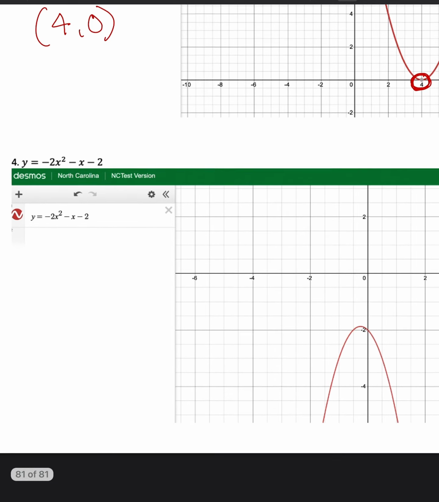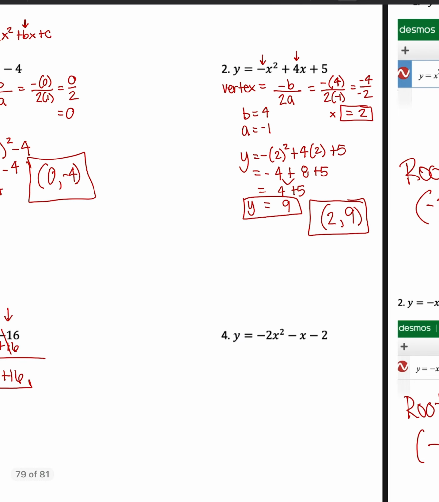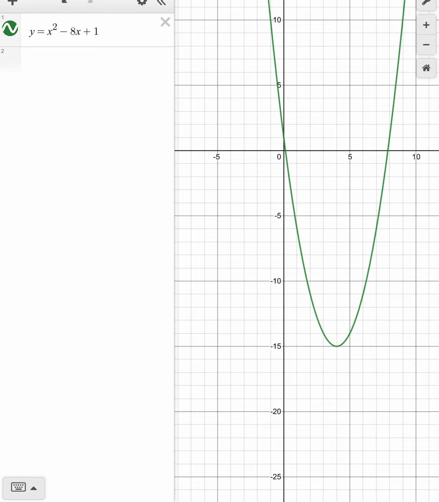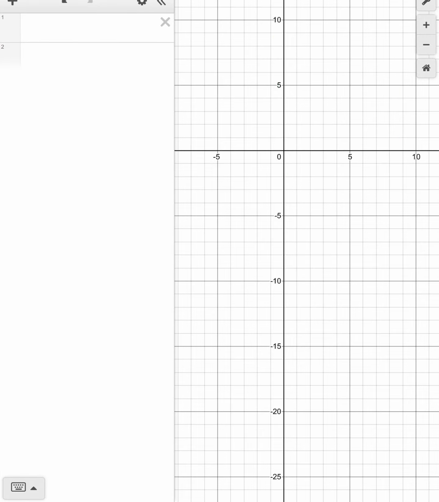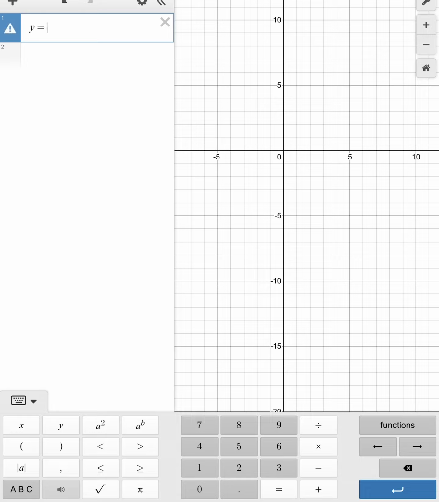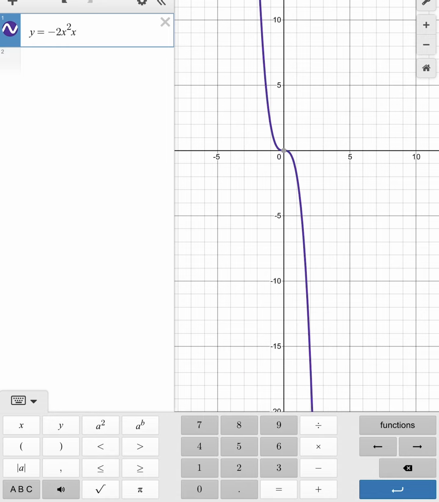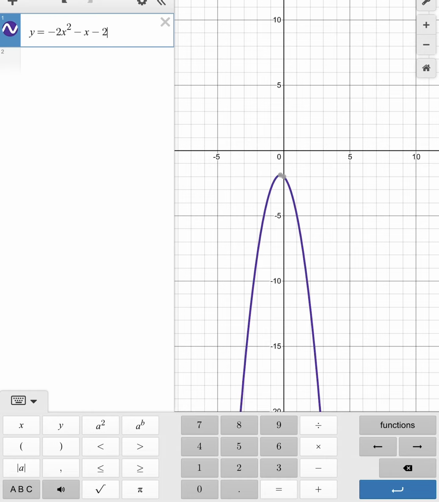And then last but not least, we're going to go ahead and look at our last problem. So again, we're just going to make sure that that's in standard form. We've got all of our terms on the same side, so it's already in standard form for us. We're going to go ahead and plug that one into the Desmos calculator. We've got y is equal to negative 2x squared minus x and minus 2. So when we plug that in, if you guys notice, it never crosses that x-axis.